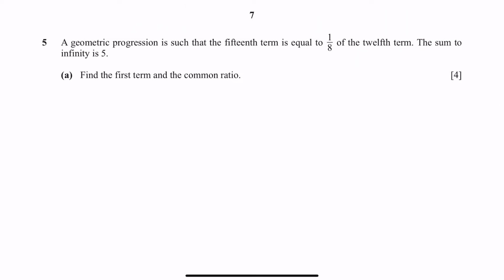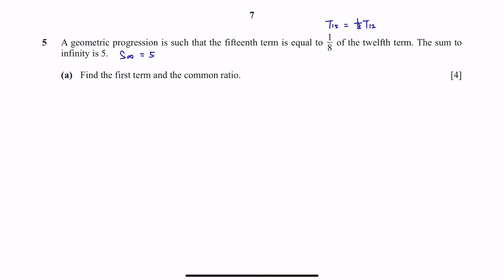For question 5, a geometric progression is such that the 15th term is equal to 1/8 of the 12th term. So T15 is equal to 1 over 8 of T12. And the sum to infinity is 5. Find the first term and the common ratio.